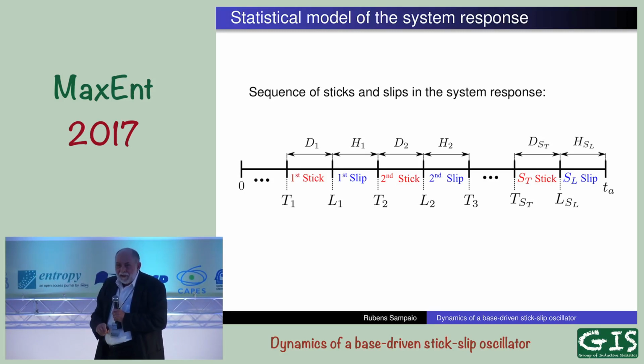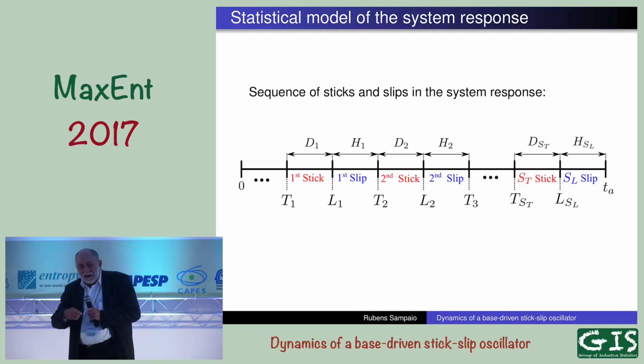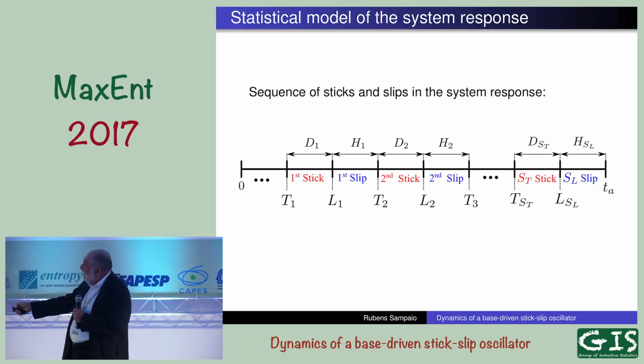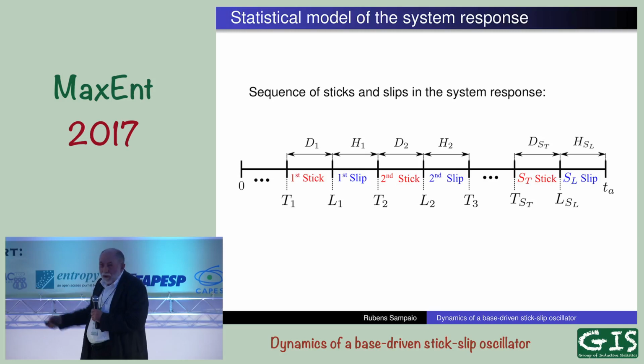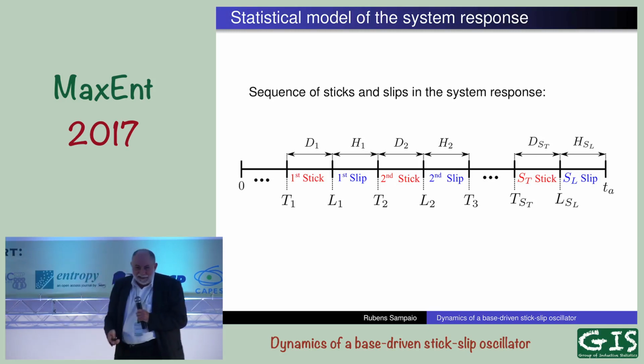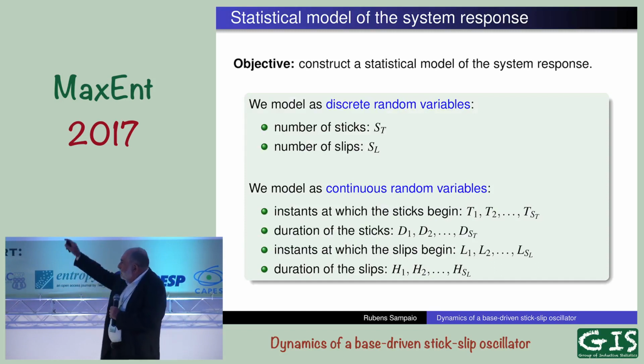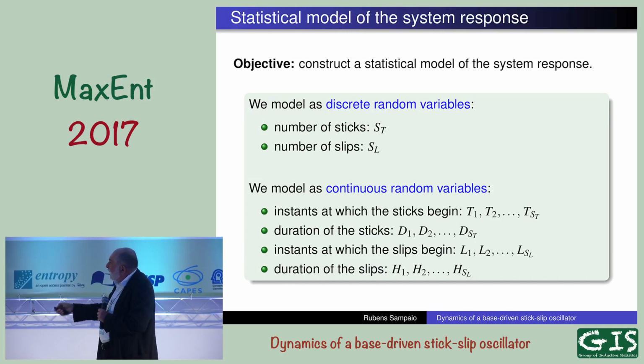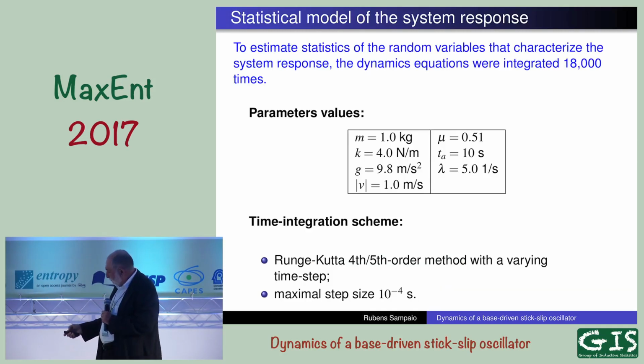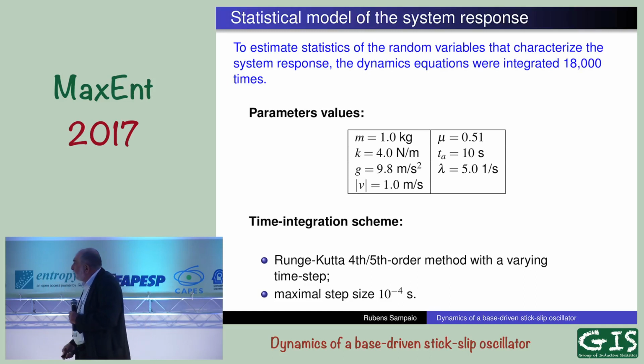Not, it can differ by one, but yes, if I know one, I know the other. As a matter of fact, there is much more. For example, if I have T1 and D1, I know L1. So I am not saying this. But you are right. There is a lot of relation between them. So everything I said, I wrote here. I have some discrete random variables, these two, number of sticks and slips, and I have some continuous random variables, they are here. So that's the thing I'm going to do.